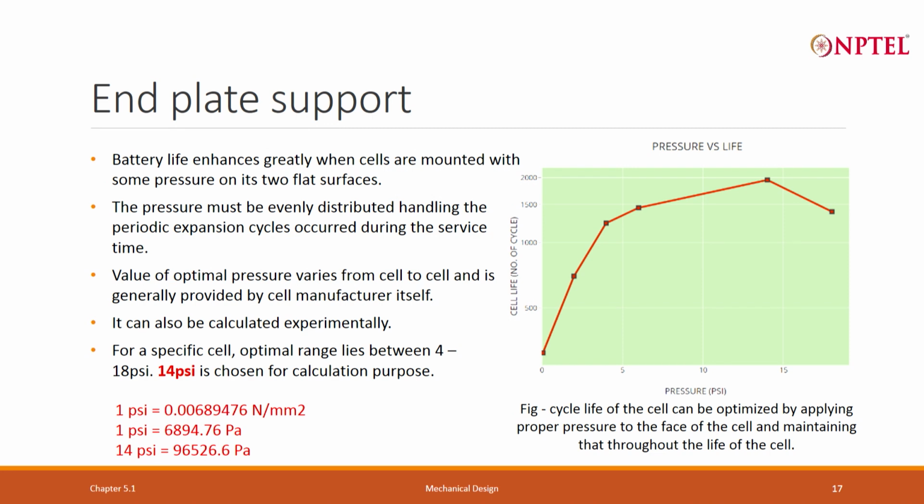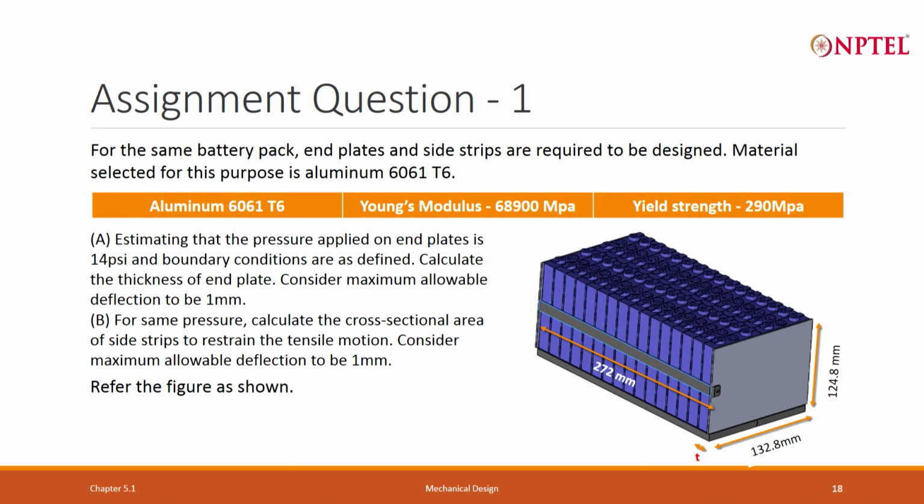Now, I am not going to solve this end plate support problem. I am going to give you an assignment on that. On the same battery pack we have designed, end plates and side strips are required to be designed. The material selected for this purpose is aluminum. The base plate we selected as ABS, but let us suppose we have selected aluminum for the end plate as well as the side strips.